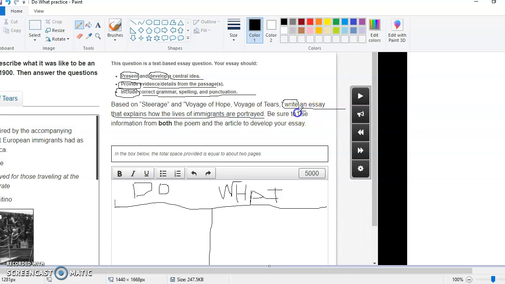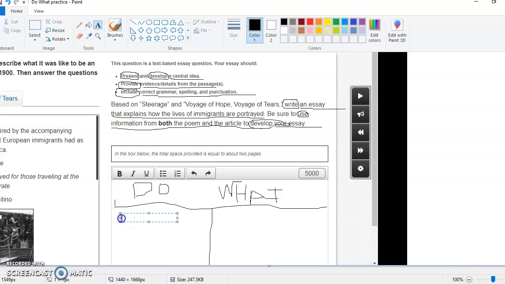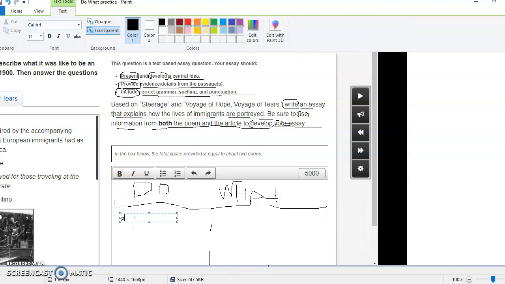Be sure to use, okay, what are we using? Information from both the poem and the article. And what are we developing? We went a little over on my circle there, we're developing our essay. Okay, so now if I go down here, guys, I'm going to put this text down here. If we go down here, now I'm going to put my Do words. Okay, we're going to develop.